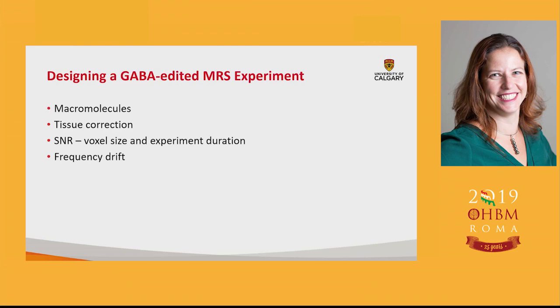So today I'm going to talk about trying to design these experiments successfully and the different factors you have to think of. I'm not going to go through every factor, because that would fill multiple hours, but the topics I am going to focus on are macromolecules, so hopefully you were paying attention a couple minutes ago because you got the answer to my first question, as well as factors like tissue correction, or thinking about what tissue is in your voxel, designing your experiment in terms of your voxel size and duration, as well as looking at frequency stability and frequency drift.